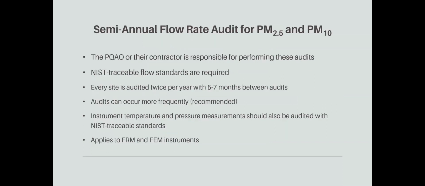Next, we'll talk about the semi-annual flow rate audit requirements for PM 2.5 and PM 10. Again, this is a PQAO level requirement. NIST traceable flow standards are required. Even though it's listed as semi-annual, meaning twice a year, EPA wants those audits to occur between 5 and 7 months apart. Of course, they also recommend more frequent auditing than that. Along with the flow audits, it's recommended that the instrument temperature and pressure measurements are audited with NIST traceable standards. And this applies to all FRM and FEM instruments.